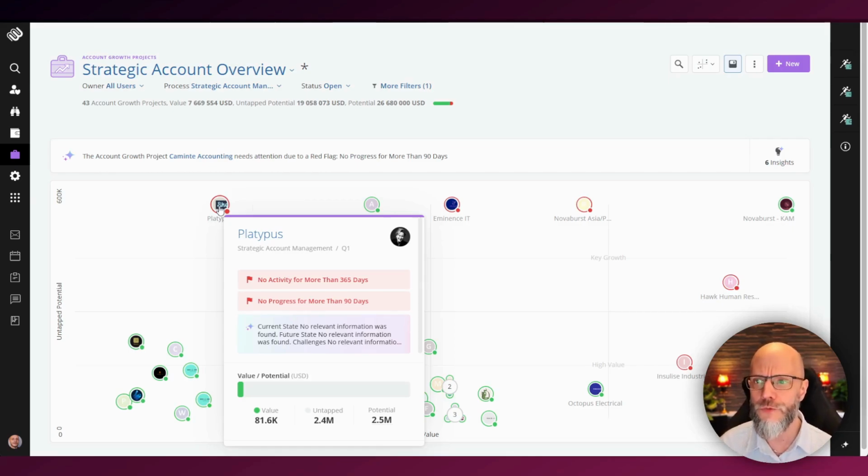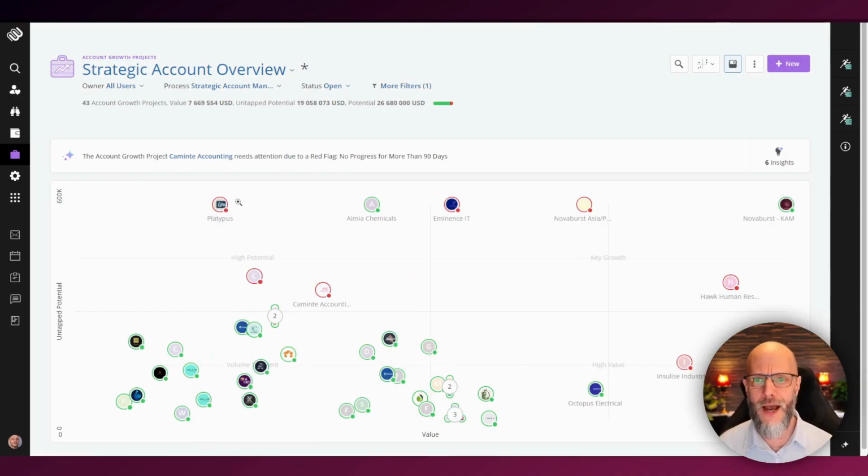Okay, so this is very, very important, that as they grow and move, they will move to the right as they grow with you as a customer, and they will go up and down depending on the potential and untapped potential that has been identified. And this is something that you can then, through annual or quarterly exercises, right size and update.